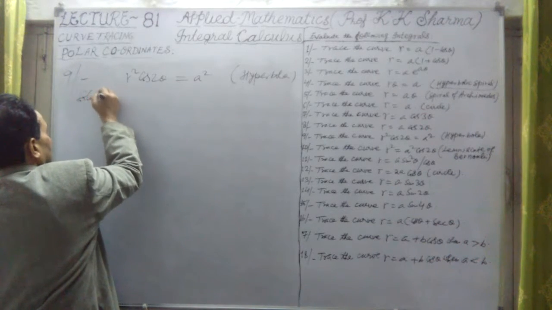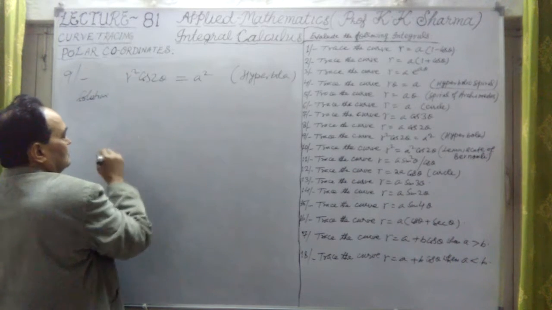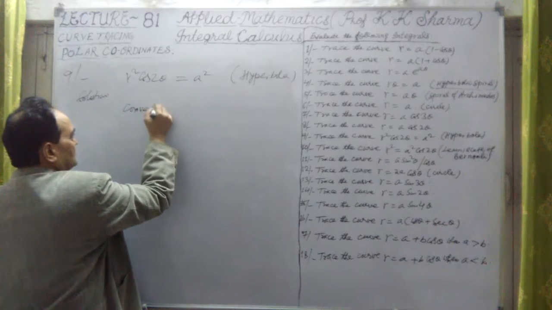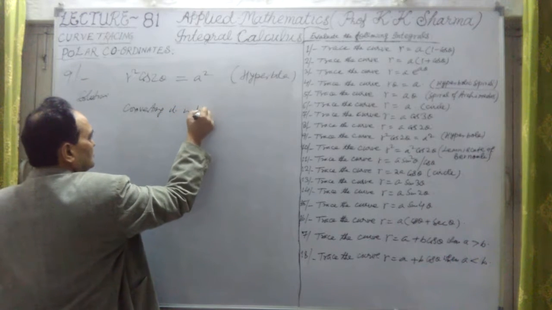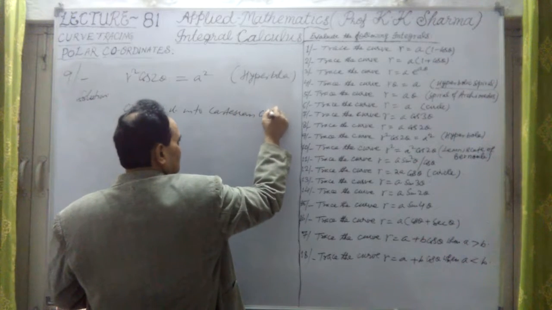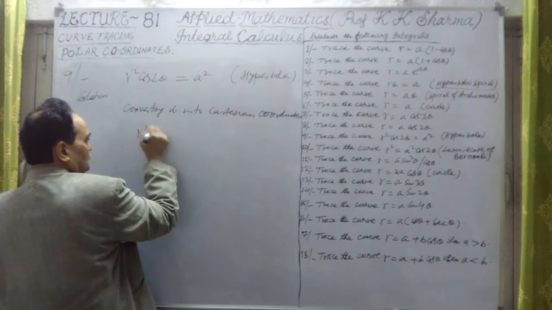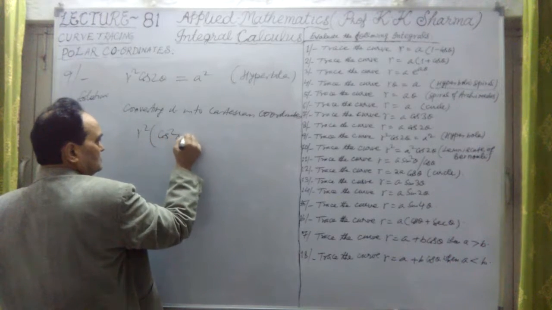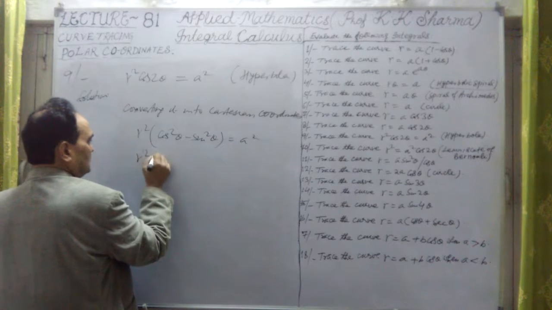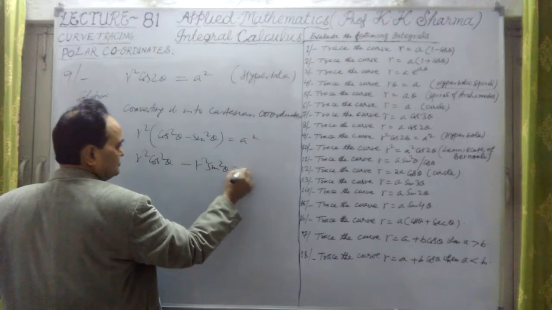Solution. Let me just take the solution. Converting this into Cartesian coordinates, r square cos 2 theta is r square into cos square theta minus sin square theta equal to a square. This is nothing but r square cos square theta minus r square sin square theta equal to a square.